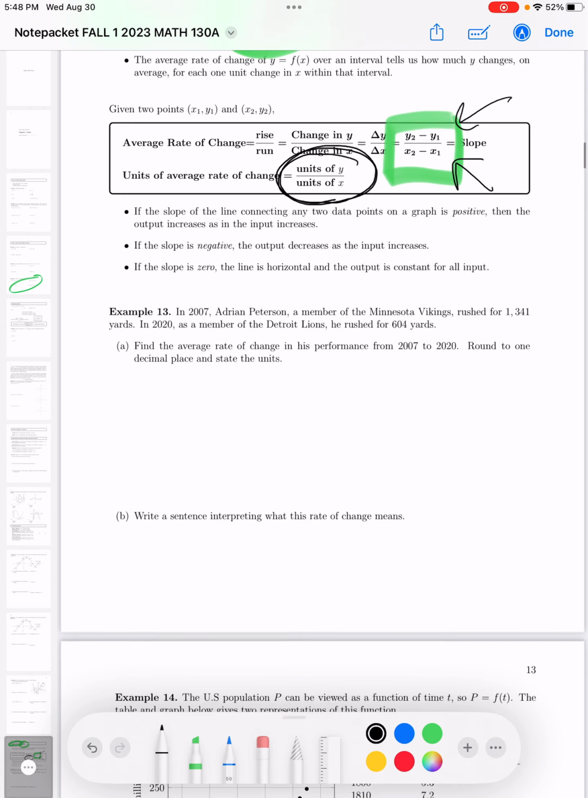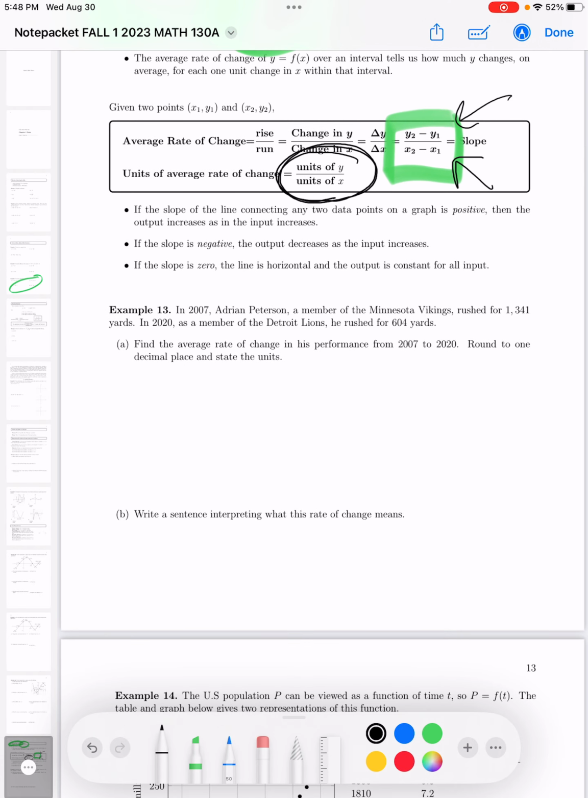All right, let's look at our problem. So here's some data about a football player and how many yards he rushed. You don't have to know anything about football in order to get this problem right. I'm going to write this information as an ordered pair, so that's the x comma y in parentheses. The x is always going to be our years or time.